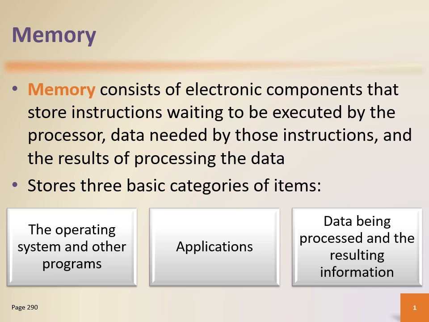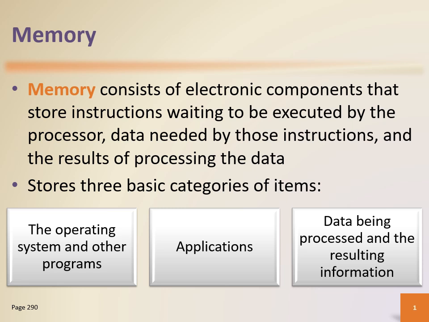Memory consists of electronic components that store instructions waiting to be executed by a processor. So whenever your computer receives any instruction, it is loaded in memory. Memory has these three functionalities. It stores, first of all, the operating system, that is, when it is open, it is loaded in memory, and whenever you open any application, it is again loaded in memory, and any data that is being processed and resulting information is also stored in memory until you save that program.